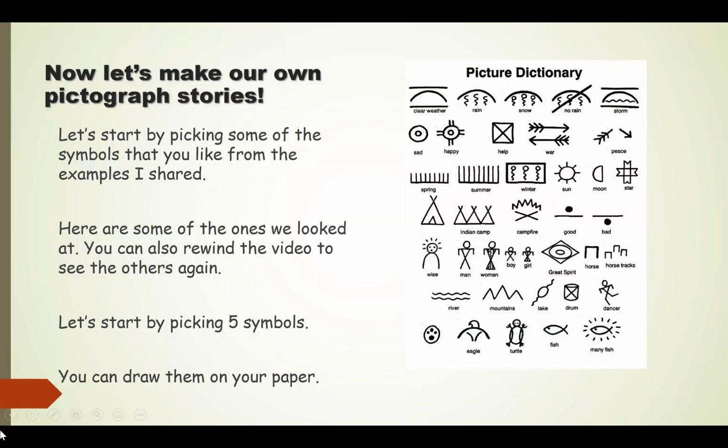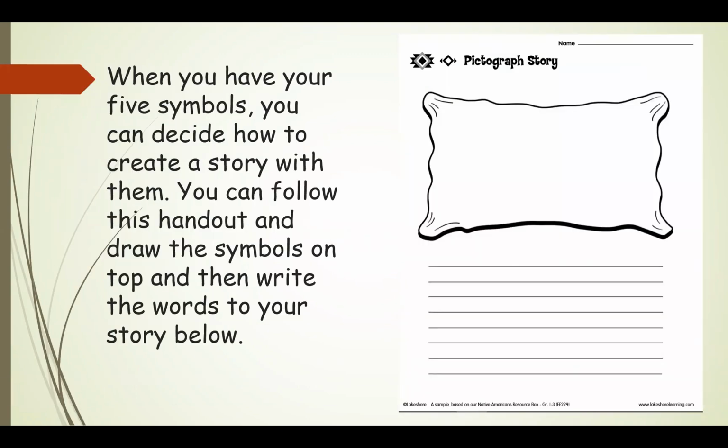So let's make our own picture stories or pictograph stories now. Let's start by picking some of the symbols that you liked from the examples that I shared. So here are some of the ones we looked at, and you can also rewind the video to see the others again. Let's start by picking 5 symbols. You can draw them on your paper. When you have your 5 symbols, you can decide how to create your story with them. You can follow this handout and draw the symbols on top and then write the words below to your story. Or you can use your drawing paper or your lined paper.